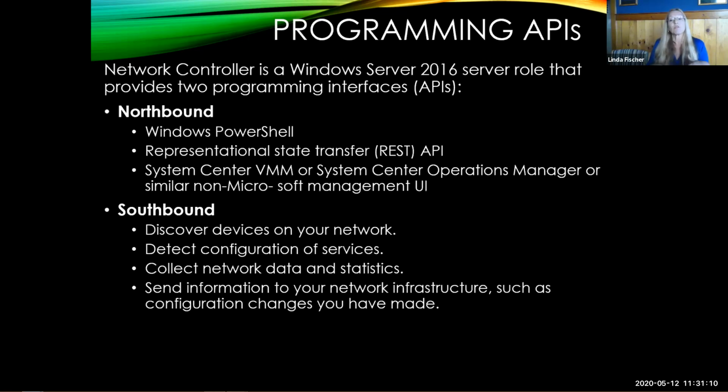Southbound, the network controller is going to use the southbound API to communicate with the network devices, services, and components. And with a southbound API, the network controller can discover devices and configurations, collect statistics, and send change information.